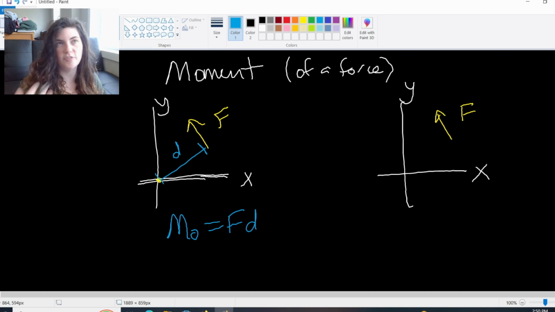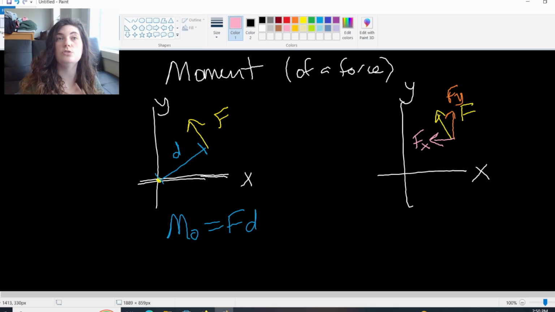So F could be 5 newtons, D could be 5 meters, and we'd end up with a moment of 25 Newton meters. But we can also break it down into its components, where our F has a Y component, an Fy component, and an Fx component.